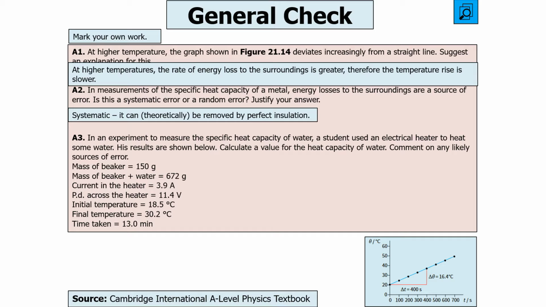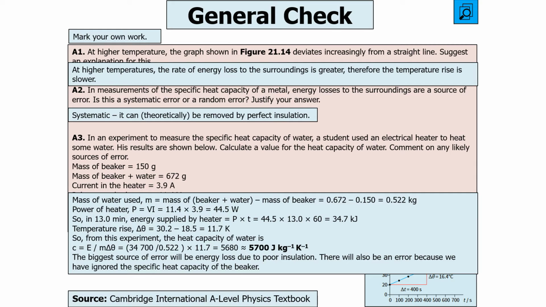Now in this next one, the first thing we can do is work out the mass of the water by doing the mass of the beaker and the water minus the mass of the beaker, so we therefore get 0.522 when you work through your answer, in grams, which they convert into kilograms afterwards. We can then say power is P equals VI because we've got current and potential difference, so it's 44.5 watts. In 30 minutes, you can work out the energy supplied by doing E equals power times time.